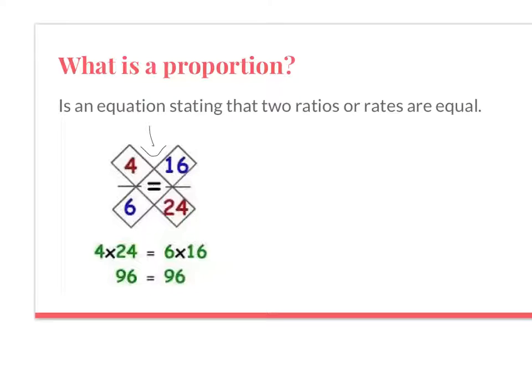Our first ratio is 4 to 6, and it equals 16 to 24. If I multiply these two together, 4 times 24 is 96. And if I multiply these two together, 6 times 16 is also 96. That shows that these two are equal.